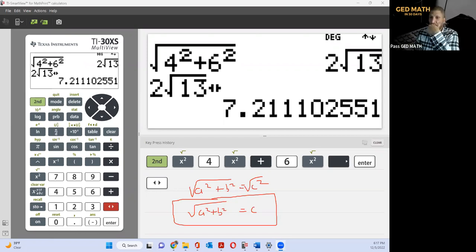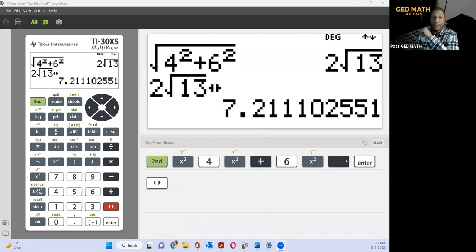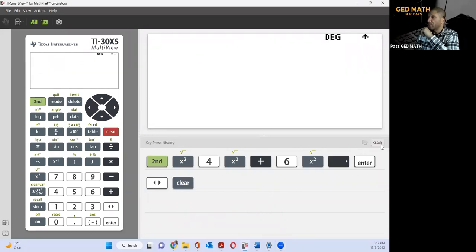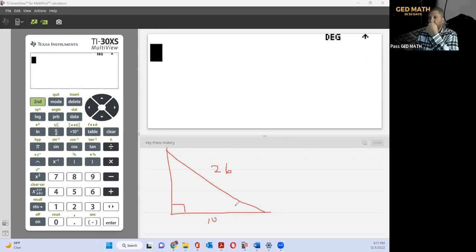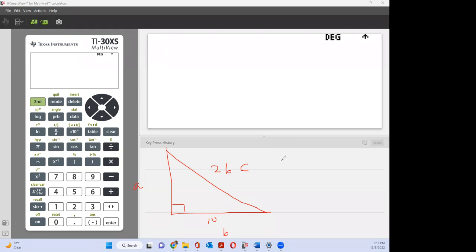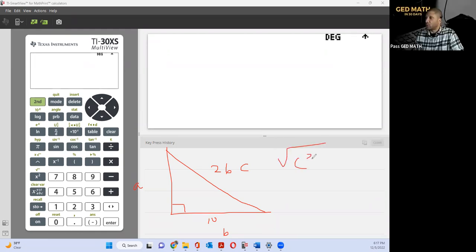But watch this. I'm going to show you something. Since we're on Pythagorean theorem, let me clear the calculator. Say for example they gave us the hypotenuse. I'm just going to make up one and say this was 26 and 10. So this is my side A, this is my side B, this is my side C. If you want to know A or B, we're going to subtract from C squared. So to find A or B, we're going to do the square root of C squared minus B squared. Again, it's one step.